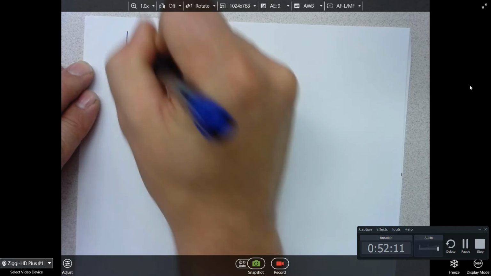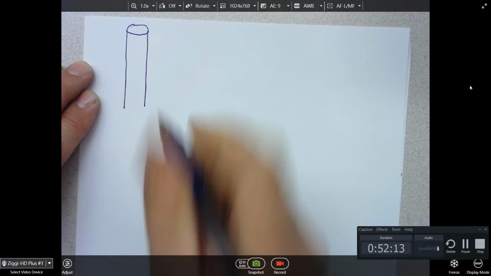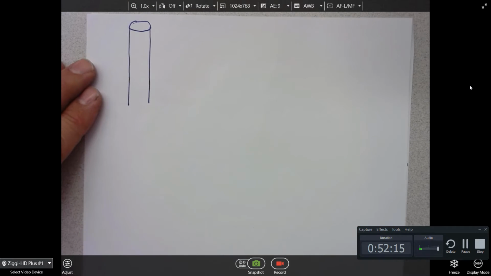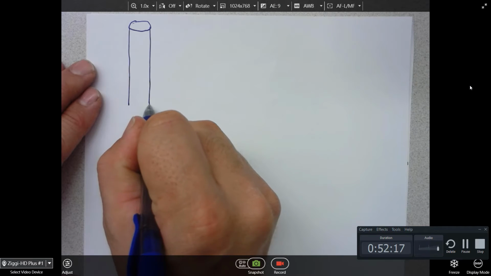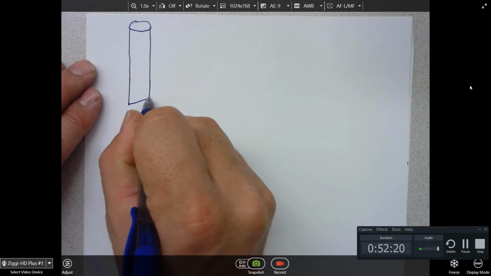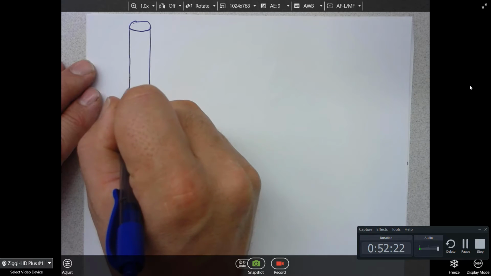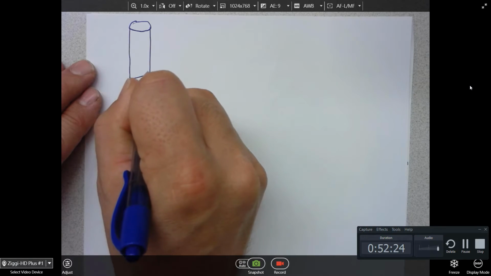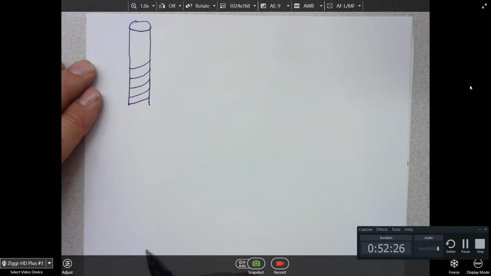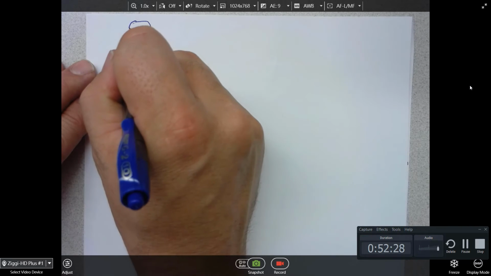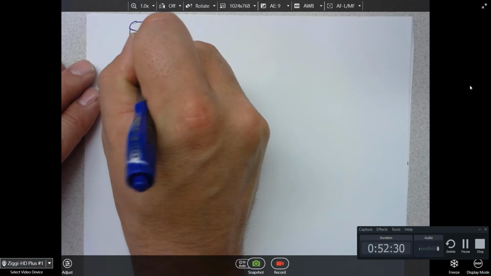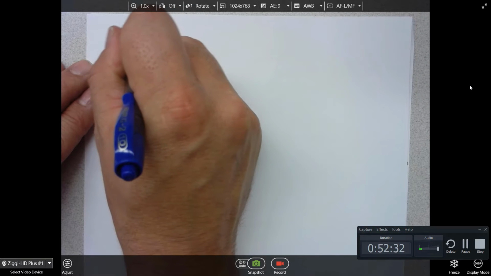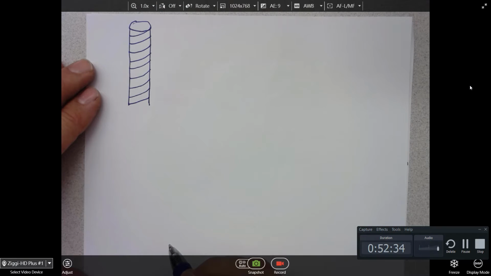Now we take something that's round, okay? And what we do is we wrap a wedge around it. You look at the threads of a screw, they go at a diagonal, right? As they come around here. Everybody familiar with this? This is just a wedge that we've twisted into a circle.